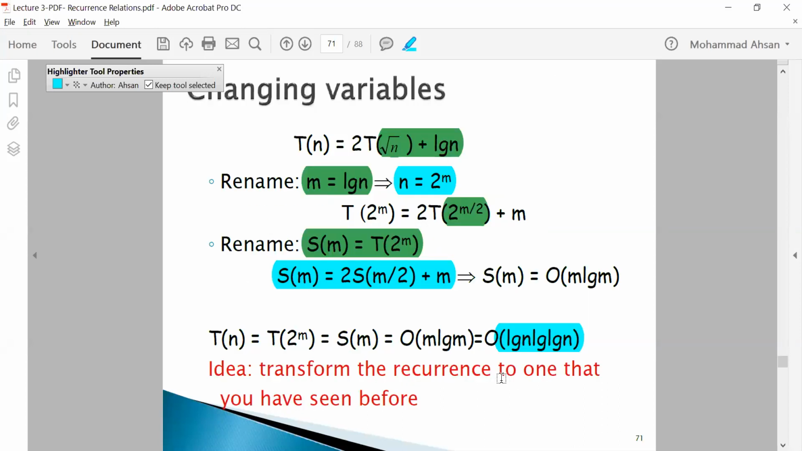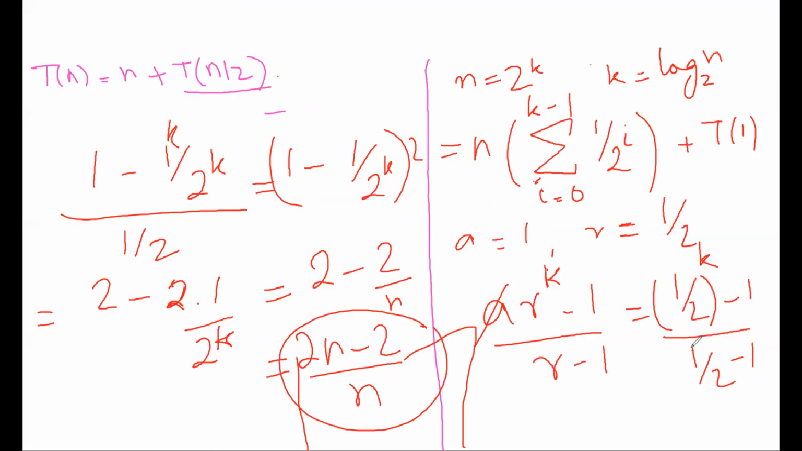Okay, so I'll just stop here. I want to go back to that problem which kind of did not end on a good note. Okay, we did Tn by 2 plus n. Just want to do it again.